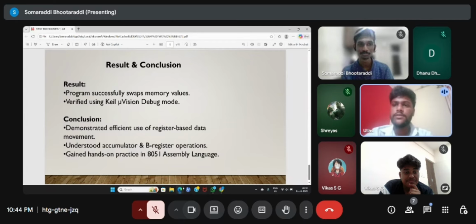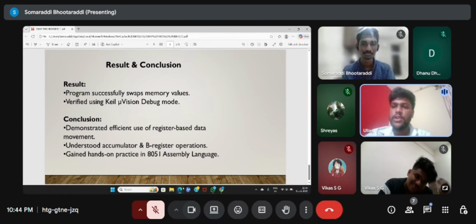The program successfully swaps memory values. That means the code you write correctly exchanges the values stored in two memory locations. And I will give one example for that.